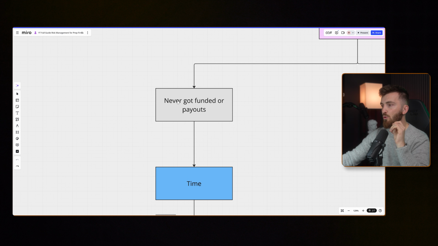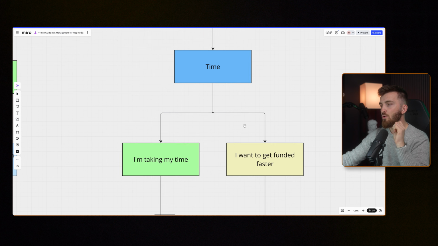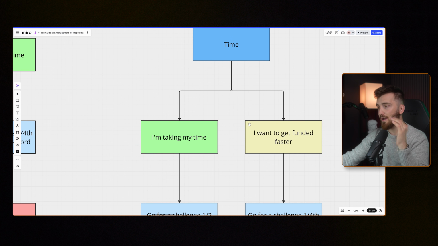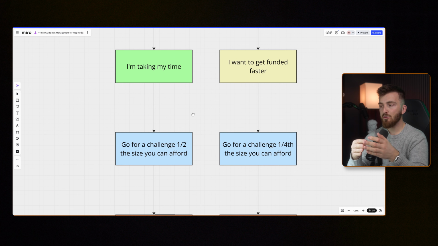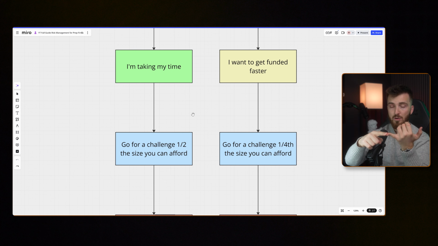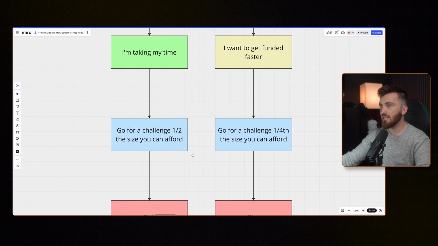Now, for a profitable trader who has never gotten any payouts, you have two possibilities. You either take your time, or you get funded a little bit faster. If you are taking your time, go for a challenge half of the size that you can afford, because you're already profitable. So if you are able to afford a 100K challenge, go for a 50K challenge. Why? Because it's still a decent size, which means it's worth it for you to take the challenge, but you're not going to run through the challenge quick. Therefore, you can afford a little bit higher risk on the challenge size. So go for a challenge half of the size that you can afford.